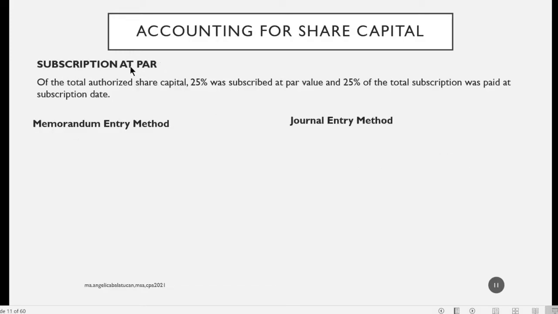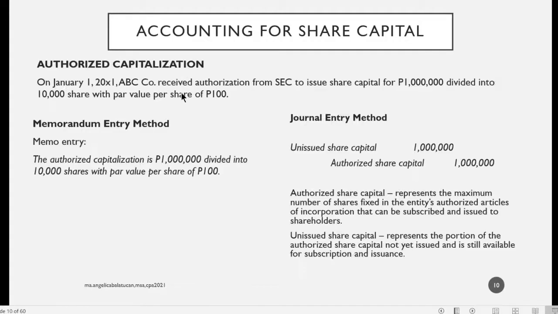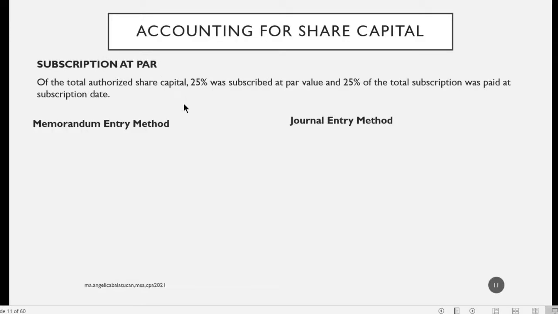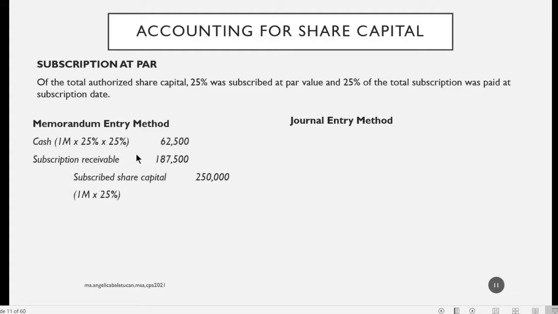Next, we have subscription at par value. So of the total authorized share capital, remember our authorized share capital is 1 million pesos divided by 10,000 shares. Out of the 10,000 shares, 25% was subscribed at par value and 25% of the total subscription was paid at the subscription date. So the entry would be debit to cash. So that's 1 million pesos, di ba? That's the total authorized share capital.